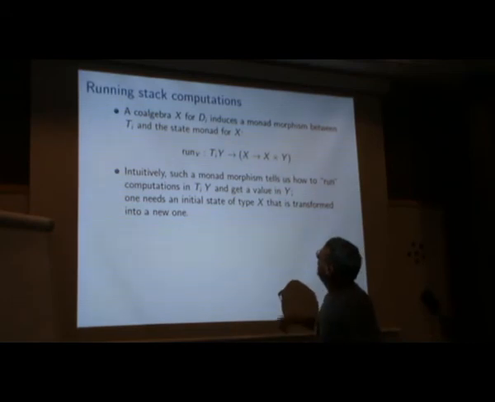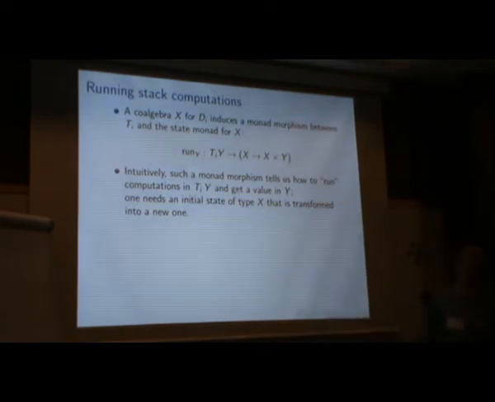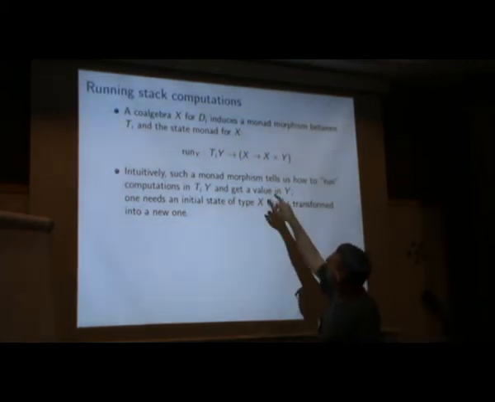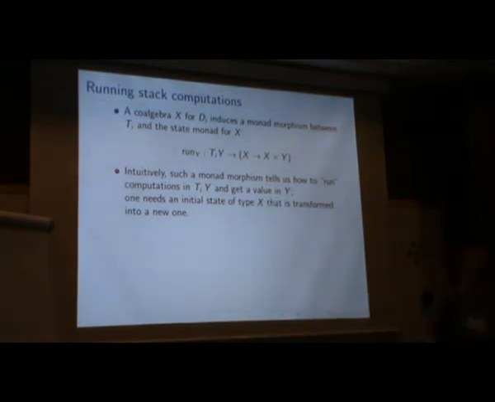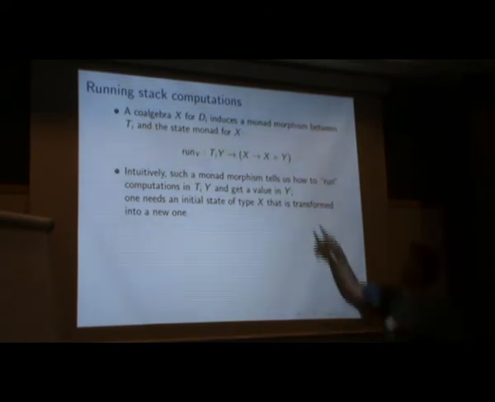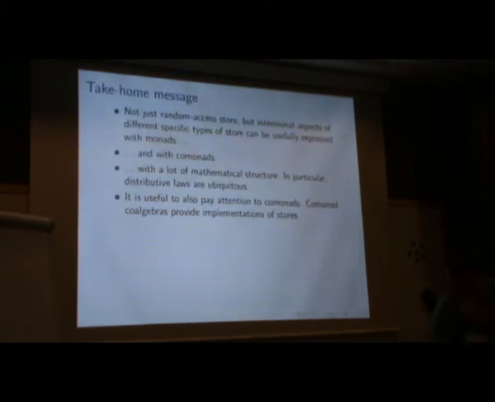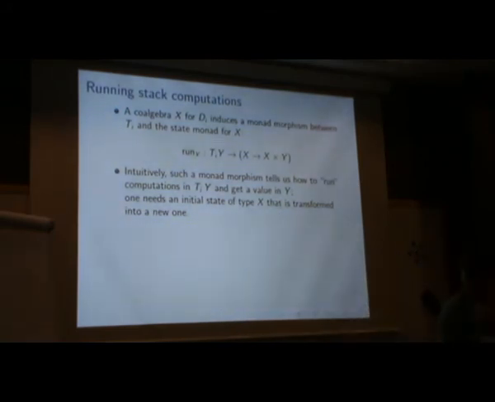If you have got a stack computation, or maybe a state computation for simplicity, any state computation, then what the run does, all it needs is the initial value of the state, and you somehow work your way to the final value of the state, right? And then you have your return value. So intuitively, such a monad morphism tells us how to run computations. So there is a connection between any of the monads we look at, and then the standard state monad for these carriers.